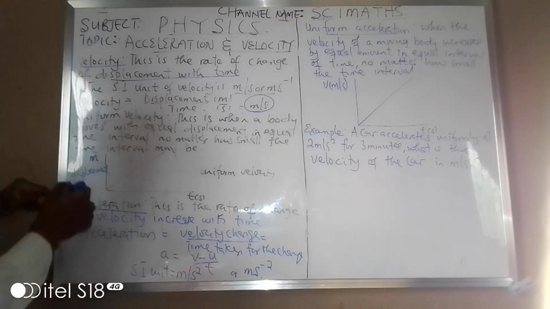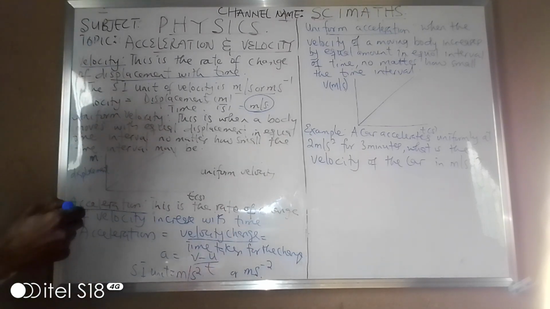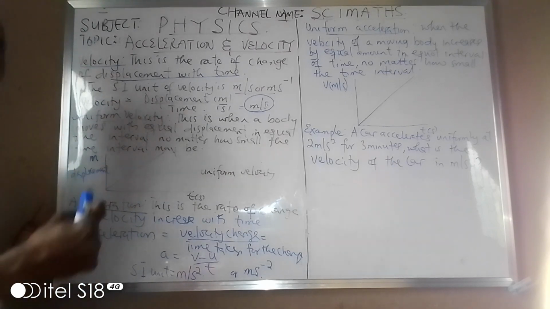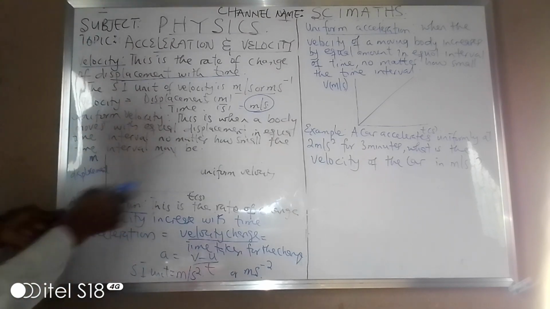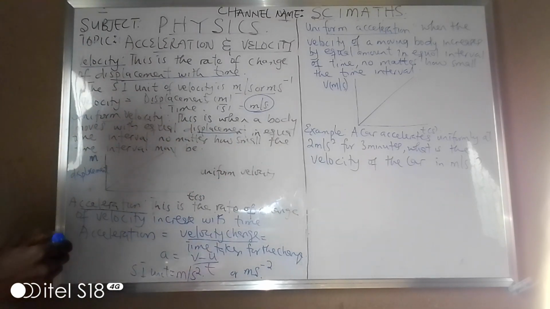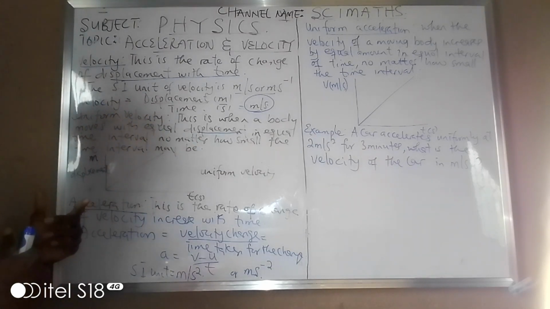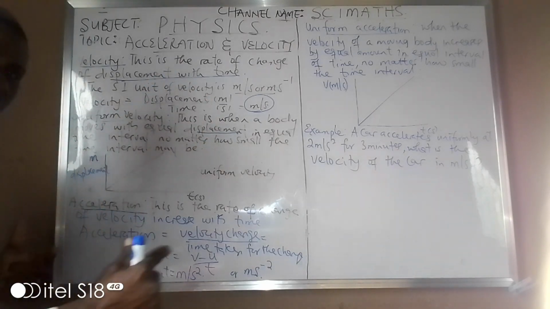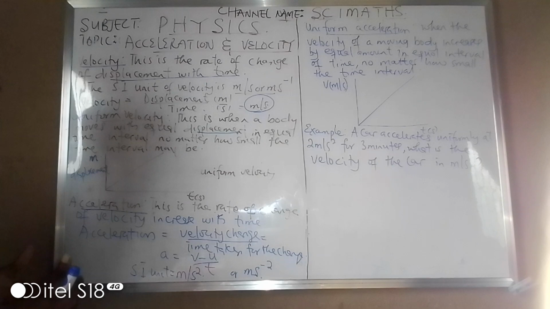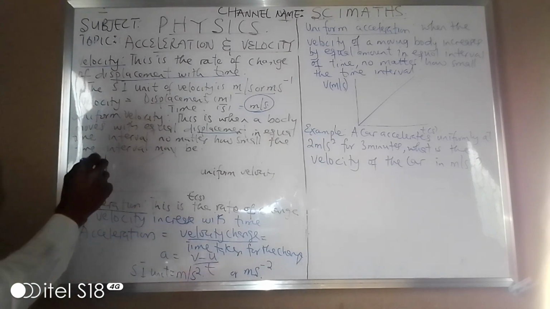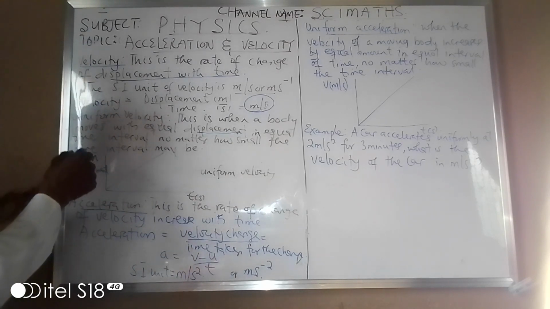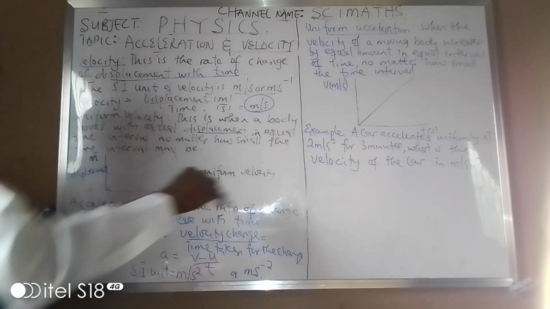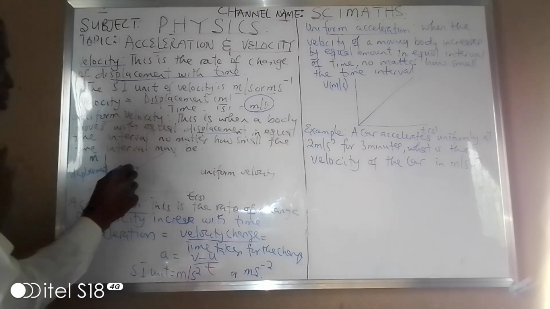Now, what do we call uniform velocity? This is when a body moves with equal displacement in equal time interval, no matter how small the time interval may be. So if the rate of change of displacement in time taken is equal, we call it uniform velocity. Like I wrote on the board, when you are plotting the graph, displacement is on the vertical axis, time is on the horizontal axis. So this is uniform velocity.